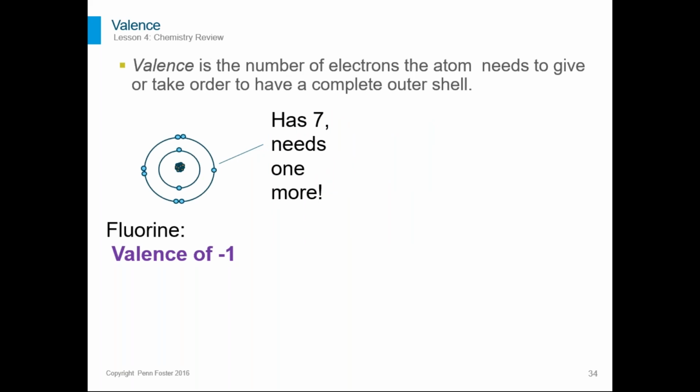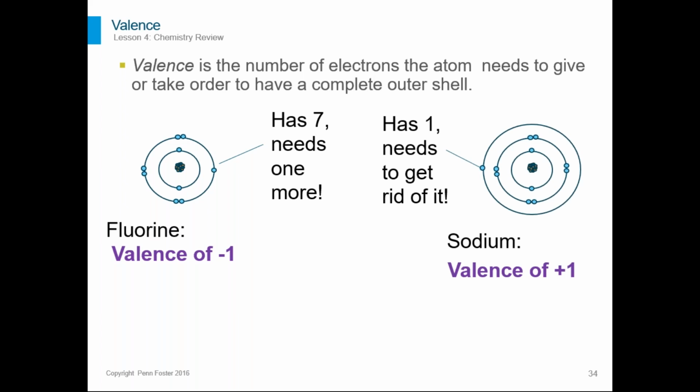Valence is the number of electrons in the atom that the atom needs to either give or take in order to have a complete outer shell. So as an example, fluorine has 7 valence electrons. It needs 8 to have a complete outer shell. So fluorine is lacking 1 electron. It needs 1 more. So we say fluorine has a valence of -1. It needs to take 1 electron in order to complete its outer shell.